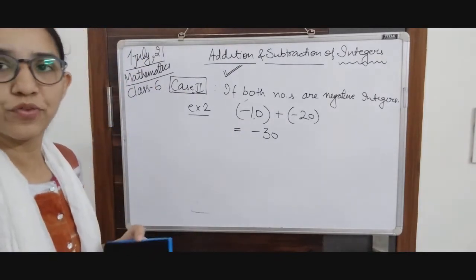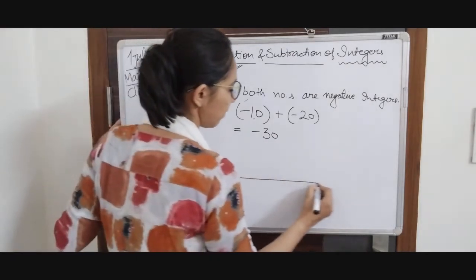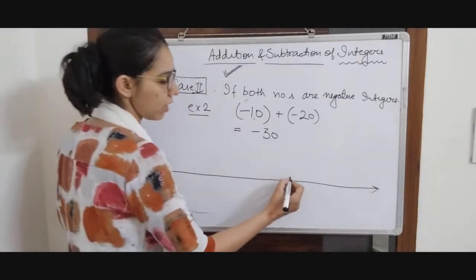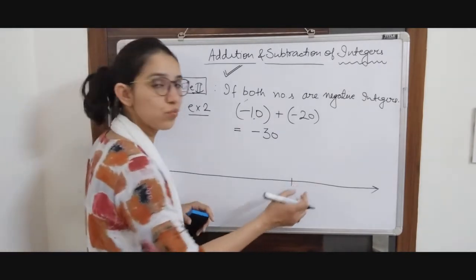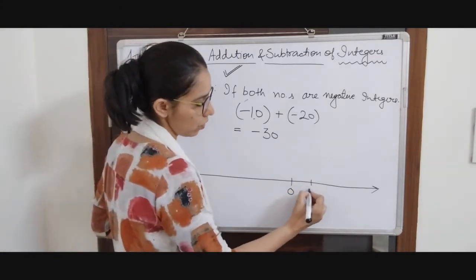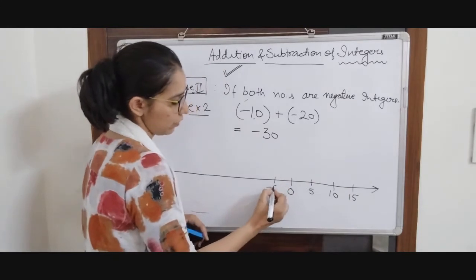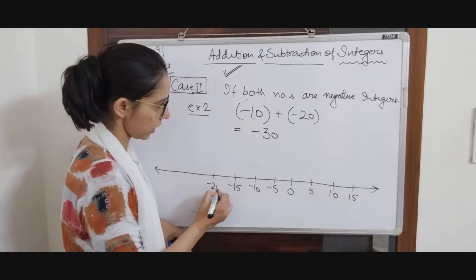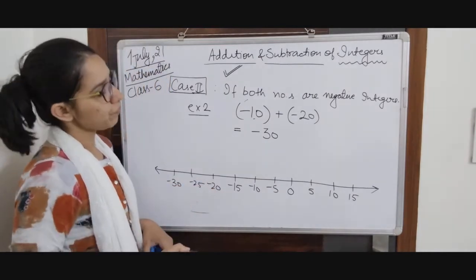Now we are going to verify using number line. So number line, because they are big numbers, minus 10, minus 20, I am not going to take 1 as one unit on my number line. I am going to take them as 5. Okay. So 0, this is 5, this is 10, this is 15. Minus 5, minus 10, minus 15, minus 20, minus 25, minus 30.